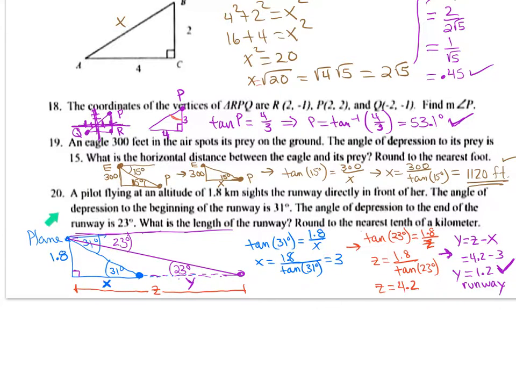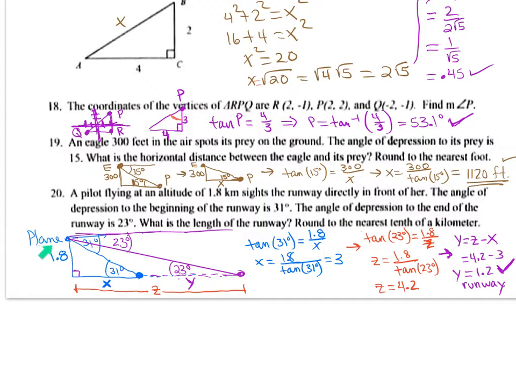And here's number 20. You have a pilot flying at an altitude of 1.8 kilometers who sights the runway directly in front of her. The angle of depression to the beginning of the runway is 31 degrees. The angle of depression to the end of the runway is 23 degrees. What is the length of the runway? Round to the nearest tenth of a kilometer. All right, so we're going to have to do this in like 2 or 3 stages.